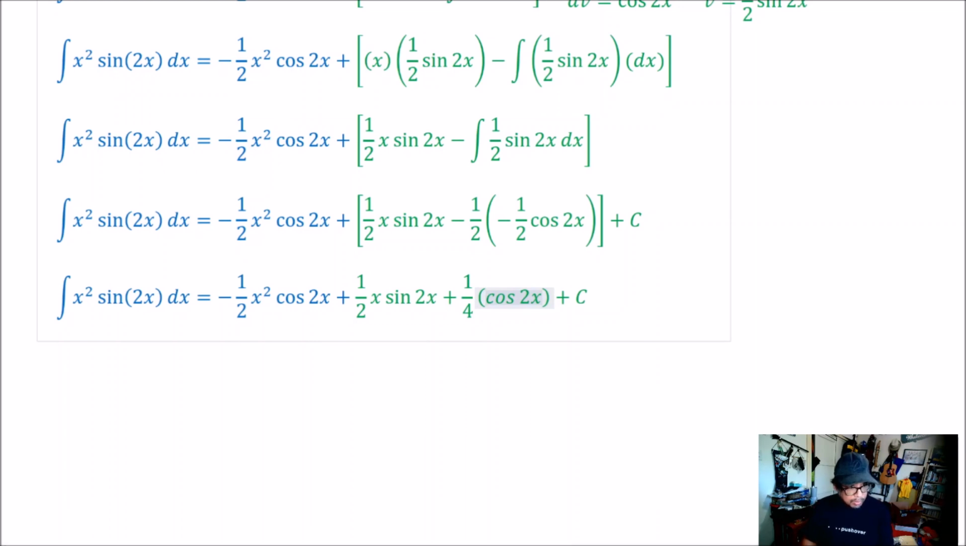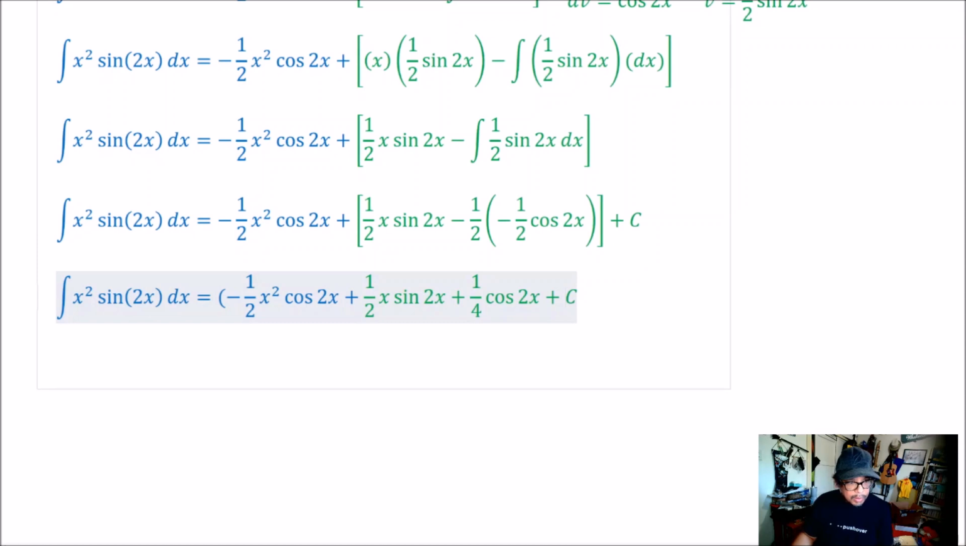And now we don't need the parentheses for this cosine. We can just take that cosine out of the parenthesis. Get rid of the parenthesis. And yeah, that's pretty good. If I divide out a negative 1/4, that puts parentheses around all of these.